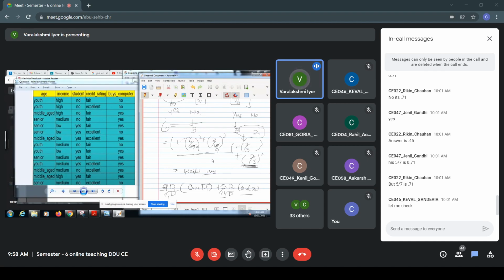So similarly, you have to calculate for the rest of the cases: youth and senior, and middle age and senior with youth. That is how you will be calculating. Is this clear to everyone, right? I'm giving you 1 more minute now, and after that I'll proceed with the next point.